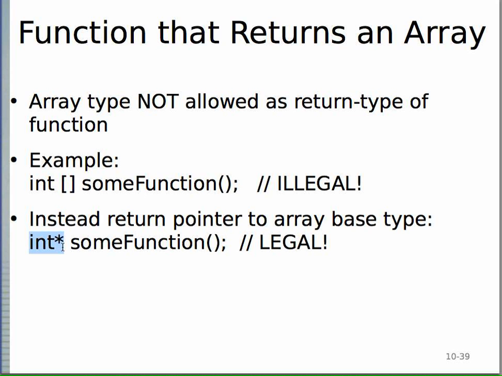You have to use pointer notation. So you have to say that this function, even though it might be returning you an array rather than a pointer to a single int, returns a pointer to an array base type. That's one of the things that are sort of unfortunate about C++ syntax. Personally, I think this syntax would have been better, but C++ uses this.